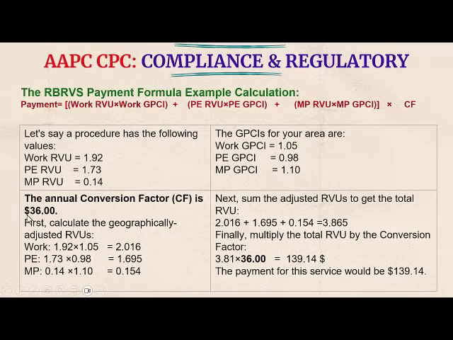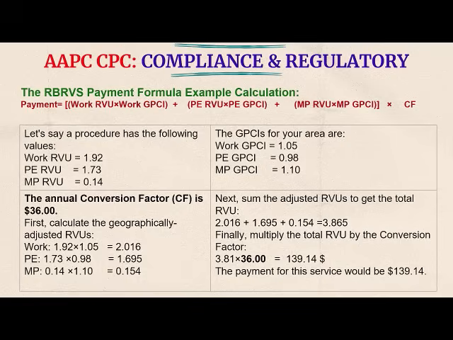First we have to calculate the geographically adjusted RVUs. For work RVU, 1.92 is multiplied by the work GPCI, which is 1.05. For PE, 1.73 is multiplied by 0.98. For MP, 0.14 is multiplied by 1.10. So the total when summed together comes to 3.865. This is the sum of adjusted RVUs.